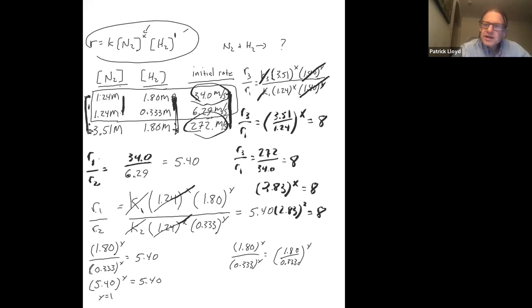Like I said, it's either going to be 0, 1, or 2. It's clearly not 1, because if it was 1, 2.83 to the 1 would be 2.83. Remember, your x and y are going to be 0, 1, or 2. If you put in a 2, you get 8. So that means it's a 2. And so now you can come over here and you have a 2. Now you have your rate law.